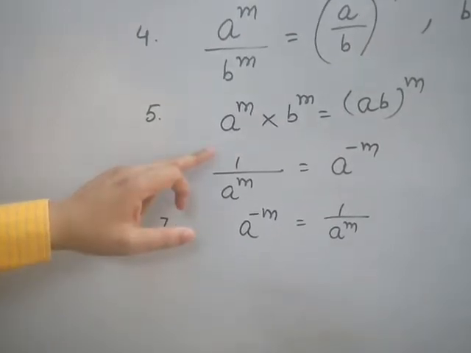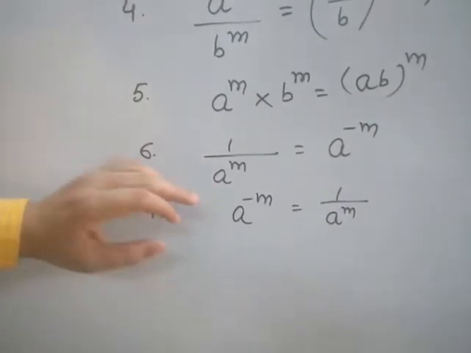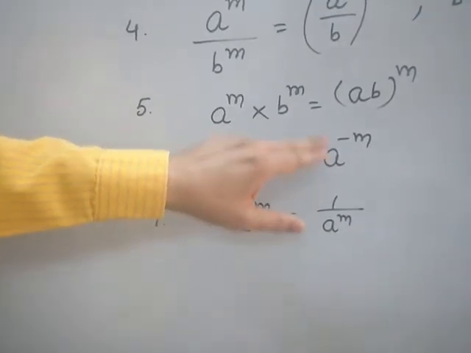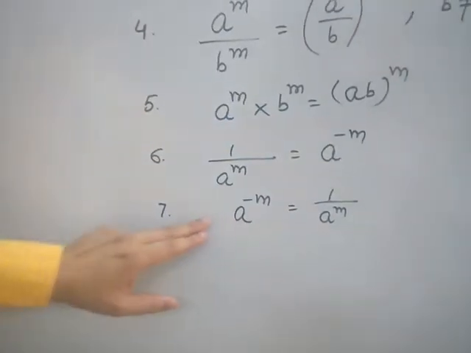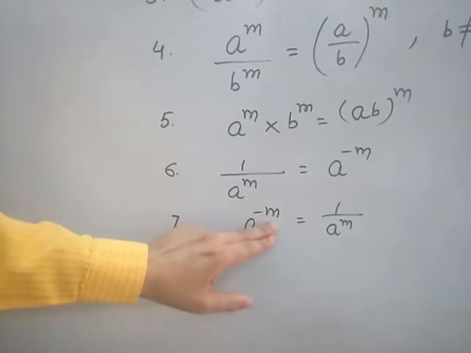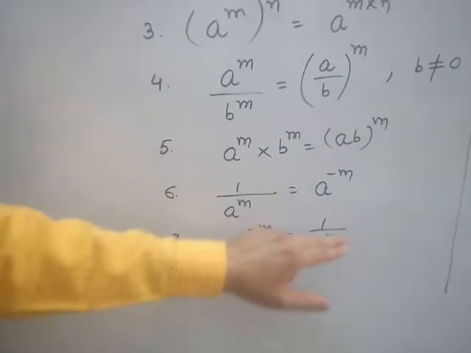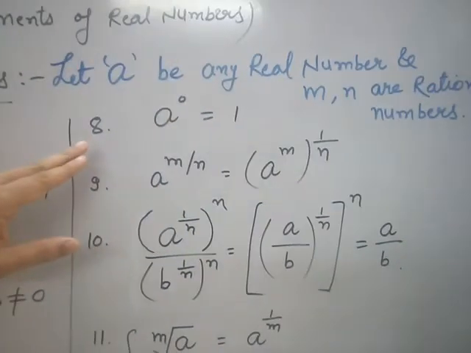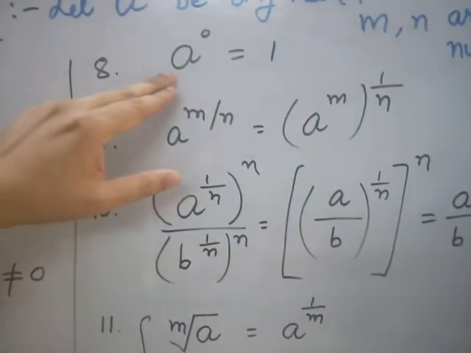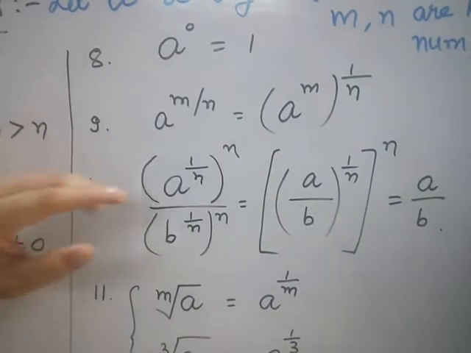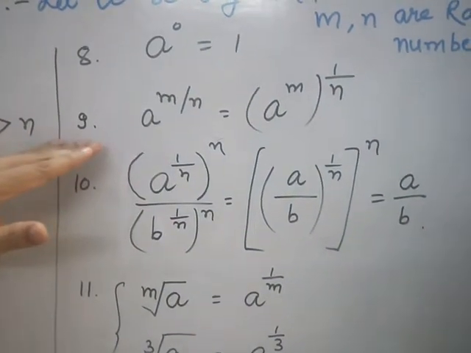Here, 1 upon a^m: when the power goes up, it becomes negative, so we can write a^(−m). If a^(−m) is given, then you can write 1 upon a^m. Next, a very easy one: a^0 is always 1. Any number having power 0 is 1, which we know and have done in class 8 also.